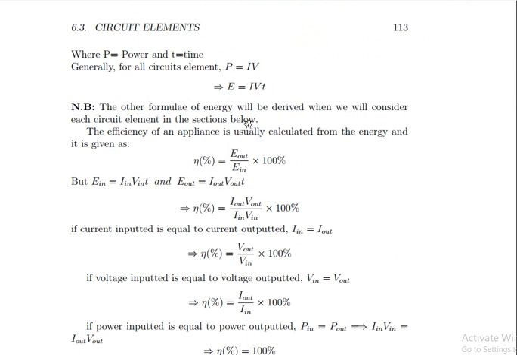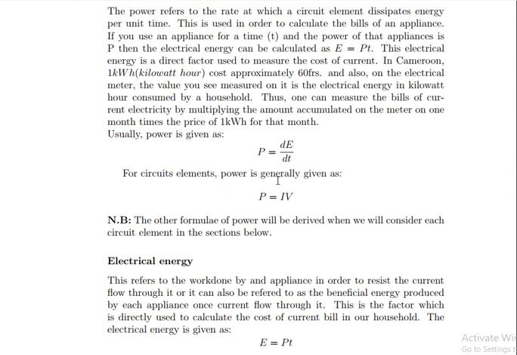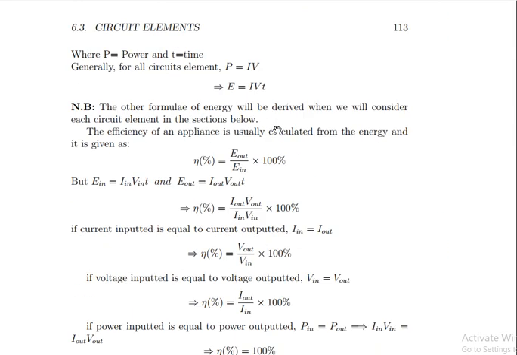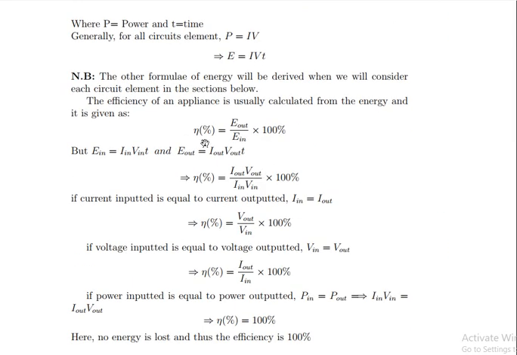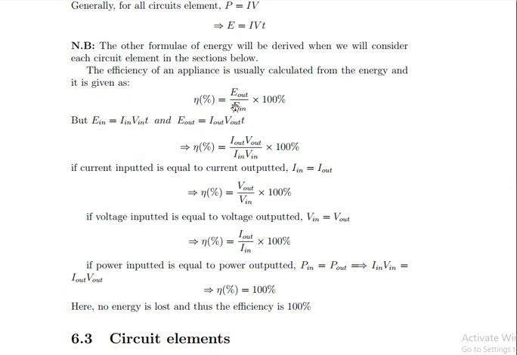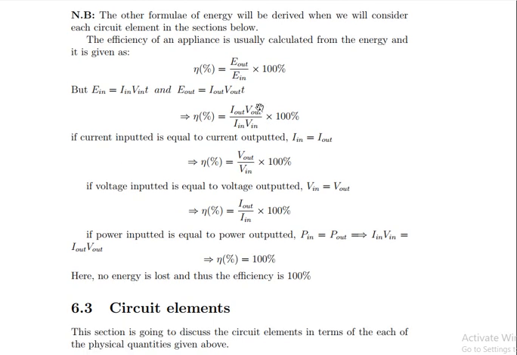Now let's find the efficiency of a circuit element. Initially you found the efficiency of a cell, and now let's find the efficiency of a circuit element. Efficiency is equal to energy output over energy input times 100%. The energy output is I out V out times time, and the energy input is I in V in times time. Substituting, we get I output V output over I input V input times 100%. In most circuits, I input is equal to I output.